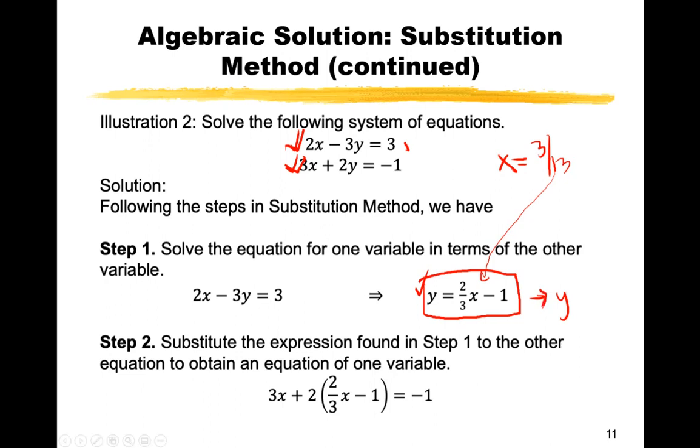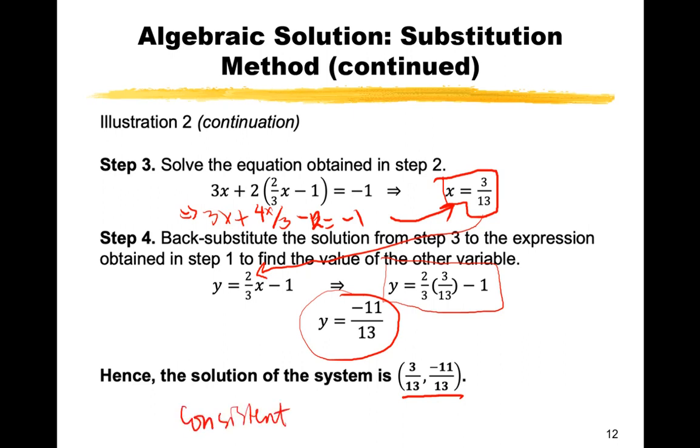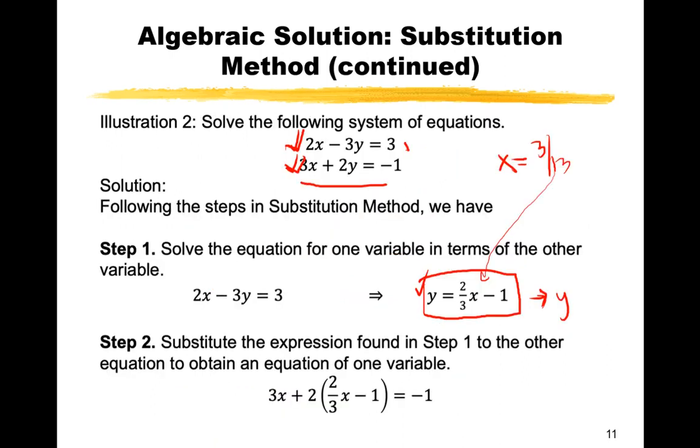Solving for the value of y, kapag pinasok nyo na yung value ng x dito, you will end up with this equation right here. And if you perform the indicated operation, you'll get a value of y that is equal to negative 11 over 13. So hence, we have the solution 3 over 13, negative 11 over 13. So this is a unique solution. So we have a consistent system of linear equation, considering na ito yung ating given. So I hope that's clear.